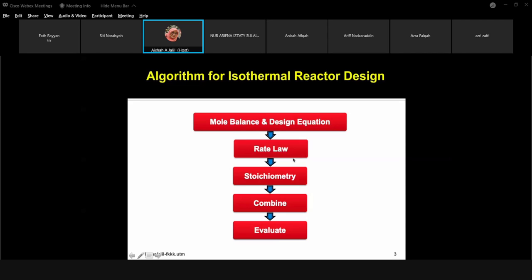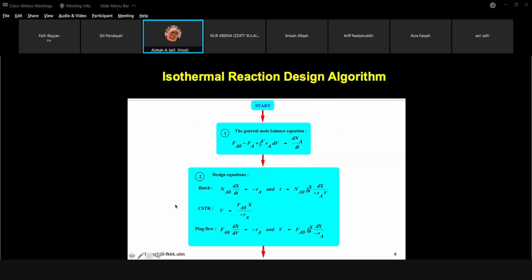In the rate law, you have to solve about the stoichiometry, about the CA, CB, CC, CD. And then whether it is a gas reaction or a liquid reaction, here you will determine. Then you will combine the stoichiometry, put it in the rate law, and then you can calculate or evaluate what you want.